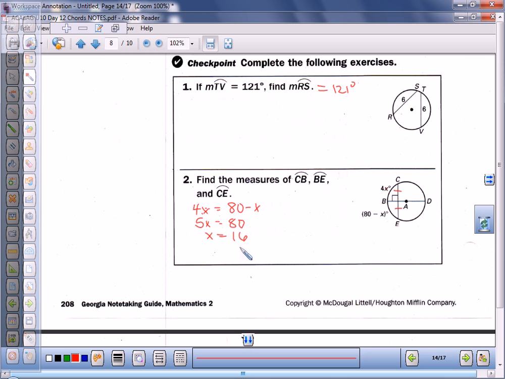And now it asks us to find the measures of these. So the measure of arc CB, 4 times 16, is 64 degrees. And the measure of arc BE, well, we know those arcs have to be congruent, and 80 minus 16 is also 64 degrees. And then if we add up, we can just double those two congruent arcs to get the bigger one, which is 128. Make sense? It does.